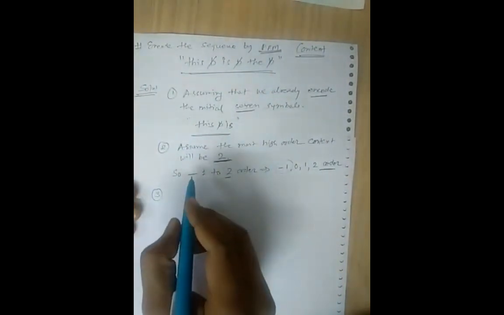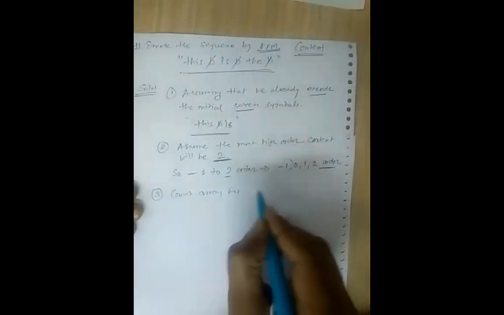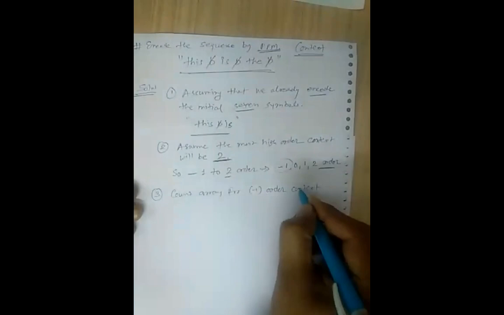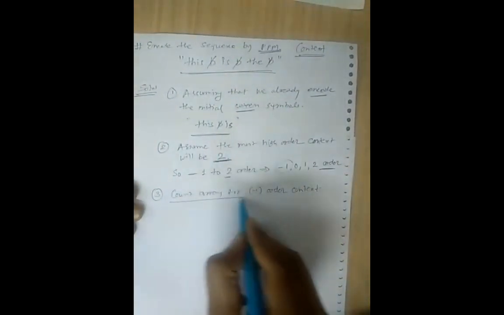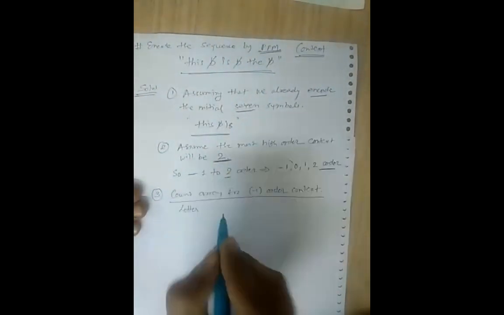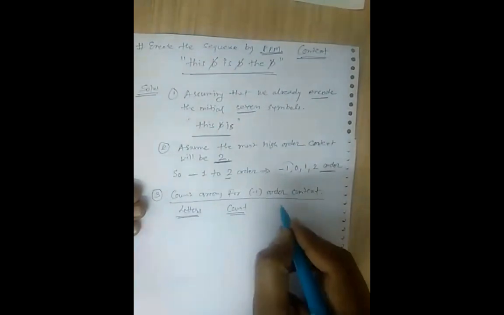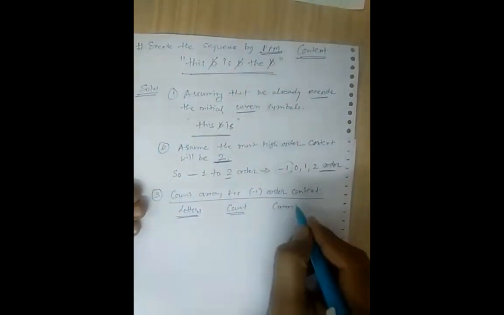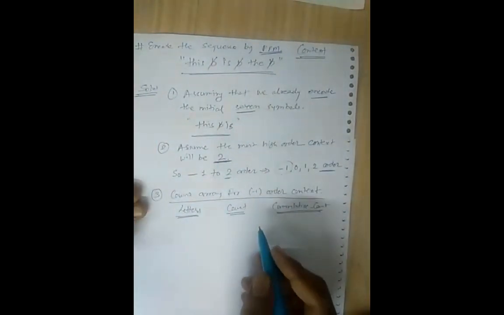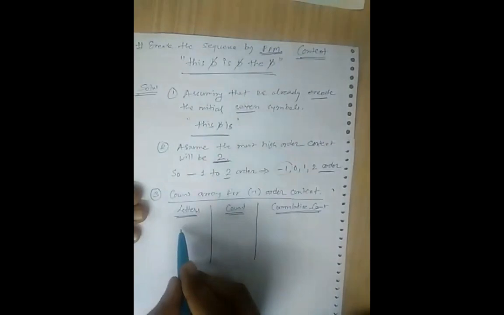The third step says: count array for the -1 order context. So the count array for the first order index, that is -1. For that we are making a table with the columns letters, count, and cumulative count. At that time we can work it out over here.